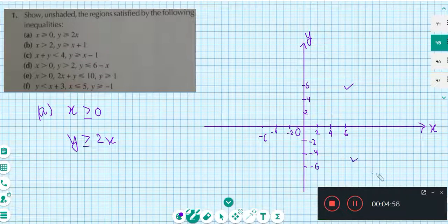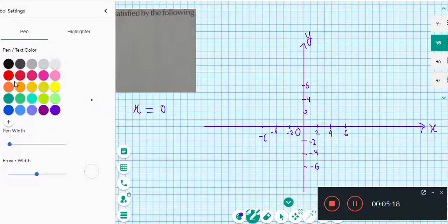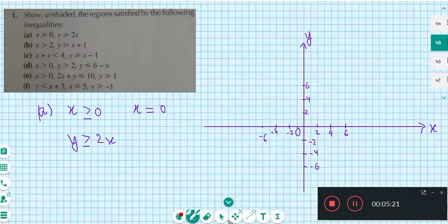You can also understand x greater than or equal to 0 by a line equation, like x equal to 0. So x equal to 0 is always on the y-axis. I'm making the line with a different color. On the y-axis x is equal to 0. I'm plotting this line. So this line is x equal to 0.